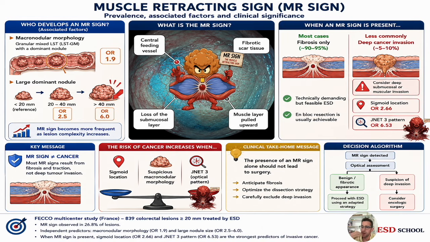So if there is no lesion that is apparently a deep invasive cancer, no Gionet tree, you can try your resection and see if you are able to pass under the muscle retracting sign without touching the lesion. If you have a combination of both Gionet tree or connectory pattern and deep invasion or very difficult muscle retracting sign, you should probably stop your procedure.